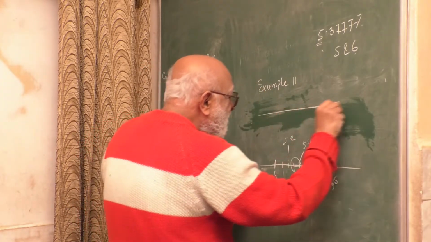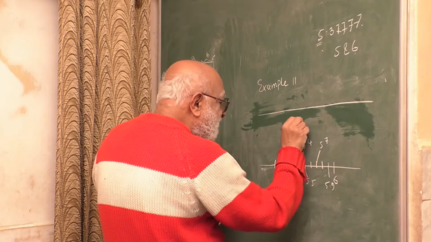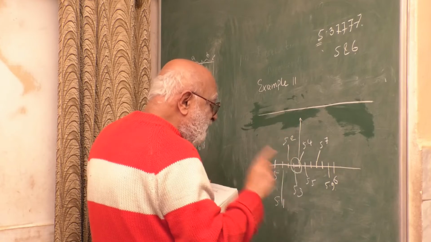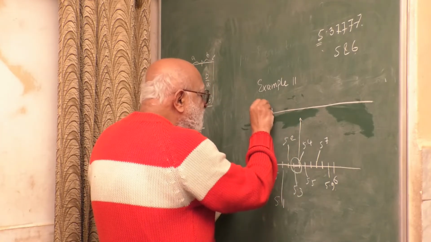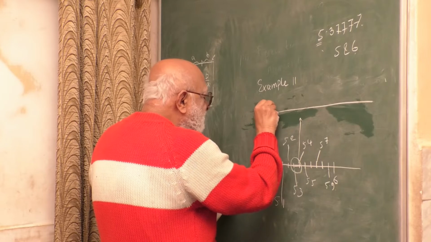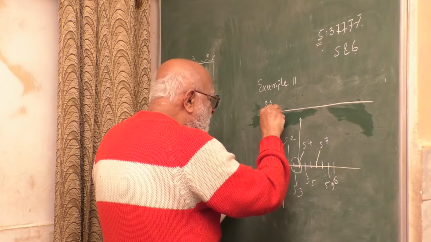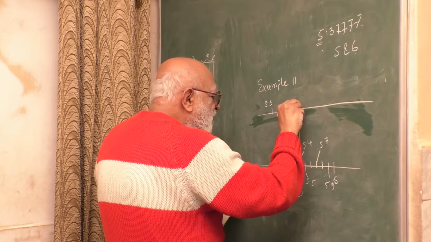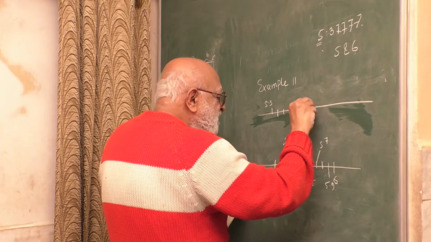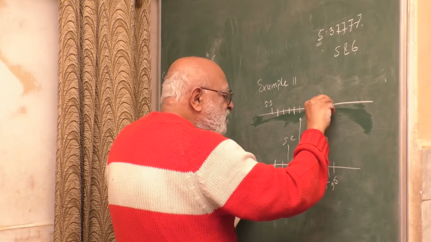So I have this portion. This is being magnified, not the whole number line. Remember that. So let us start here. The first one will be 5.3, dividing into 10 equal parts: 1, 2, 3, 4, 5, 6, 7, 8, 9, and this one will be 10.